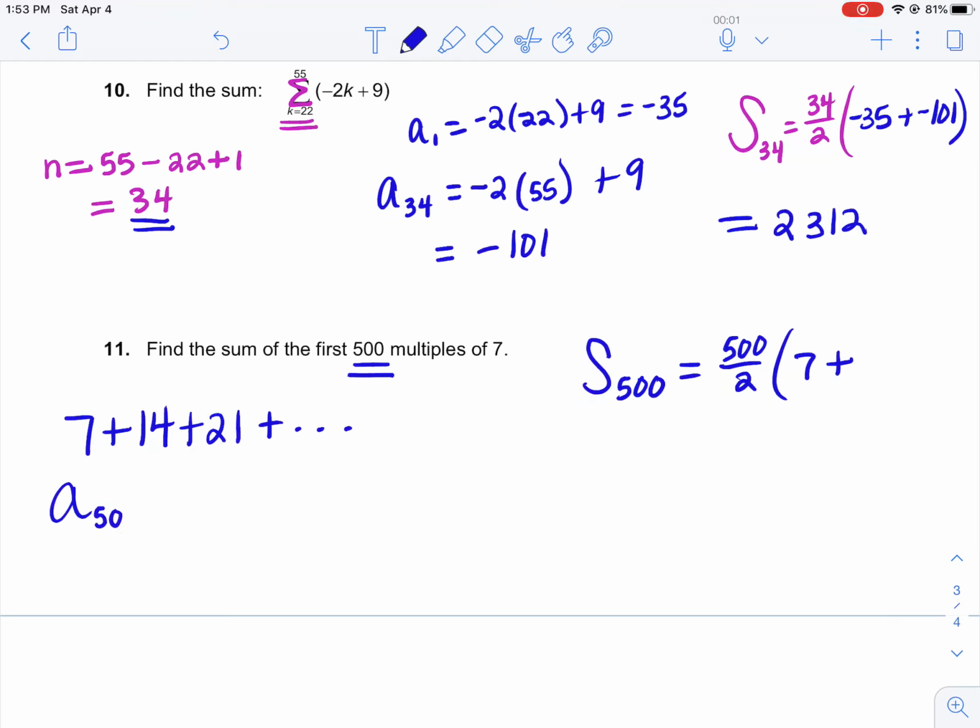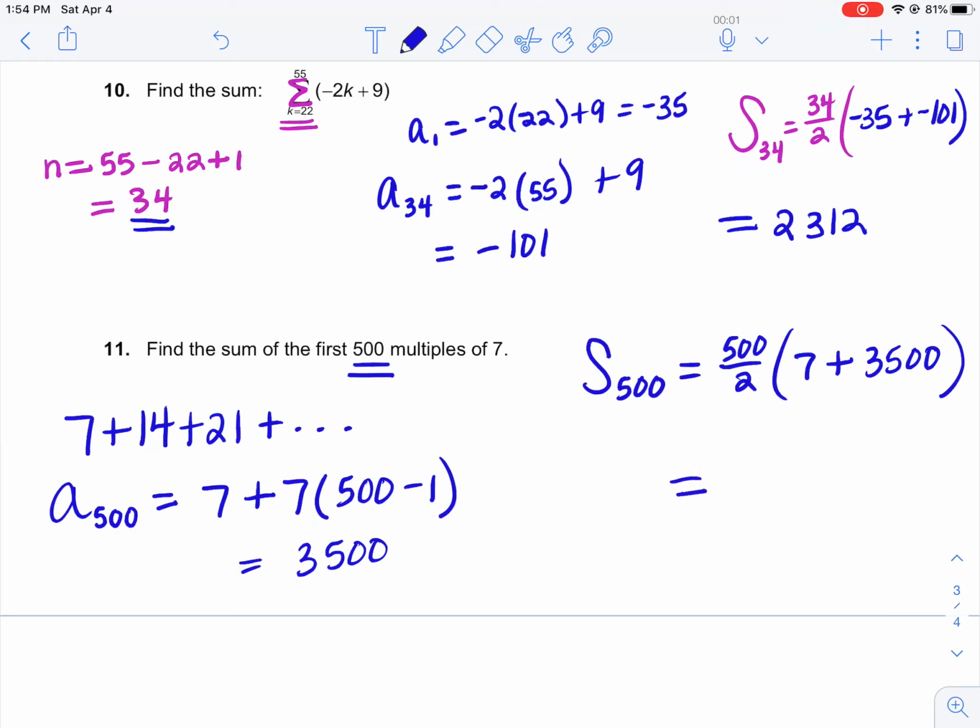So a sub 500 equals the first term plus the difference times 500 minus 1, and that number is 3,500. So then this number right here is 3,500. Add and multiply those numbers, and we get 876,750. All right, people.